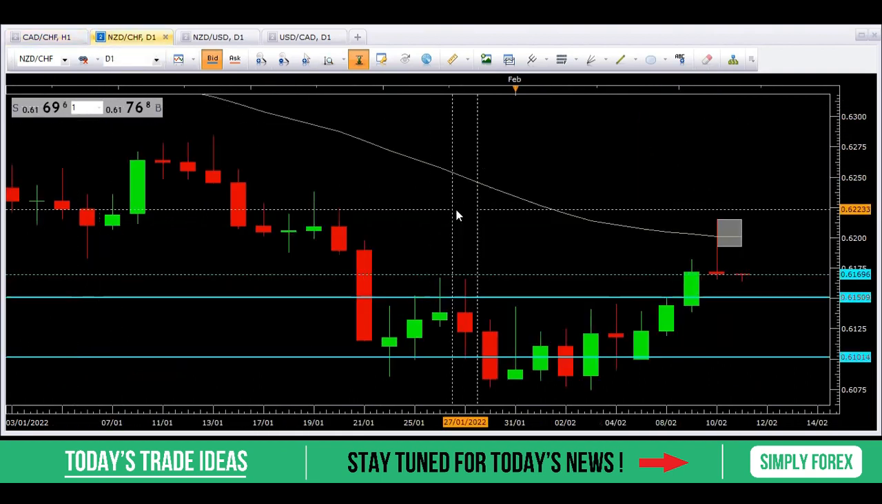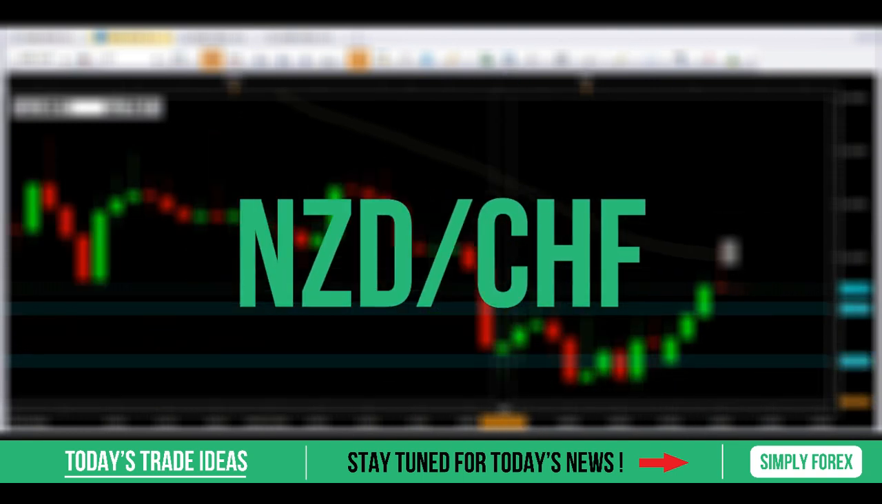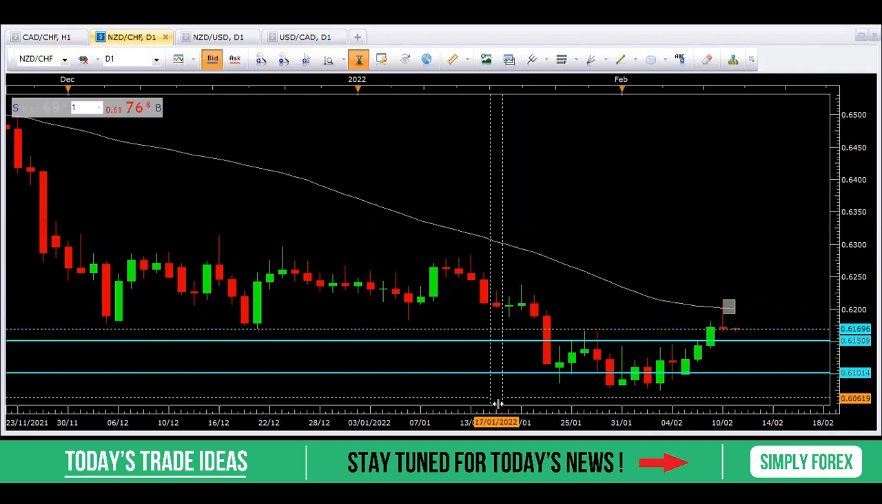The next potential trade we're looking at is this. This is the New Zealand dollar against the Swiss franc. Obviously, this is highly correlated with the Canadian dollar and Swiss franc. So trade the one that gives you the best setup, guys.